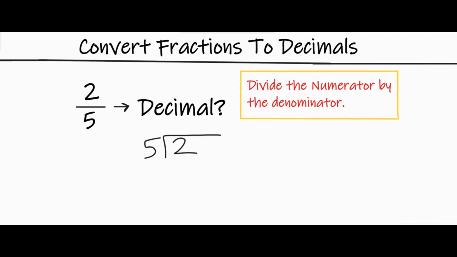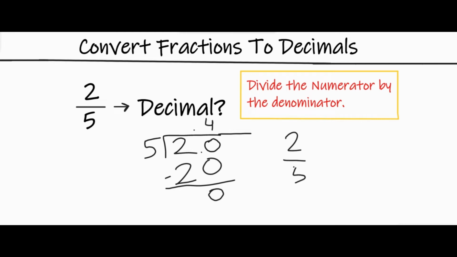Since 2 is smaller than 5, we extend it by adding a decimal point and placing a 0 to the right of the decimal point, which does not change the value of the number. So we have 20 divided by 5, or 5 times what equals 20, which would be 4. 4 times 5 is 20, and 20 minus 20 is 0, so we are done. That means that 2/5 is equal to 0.4.